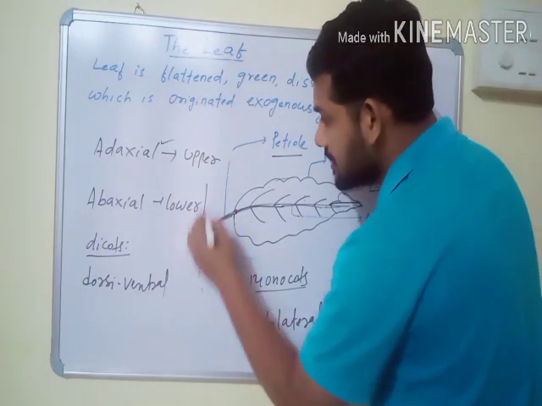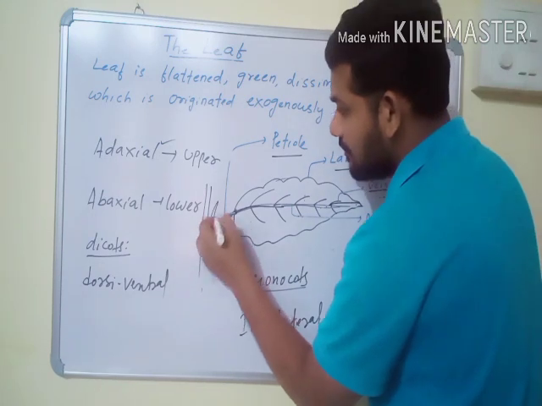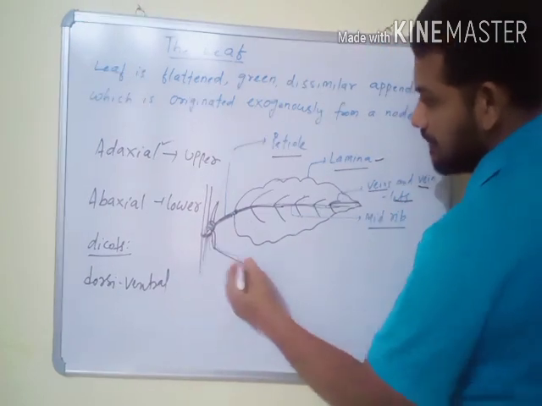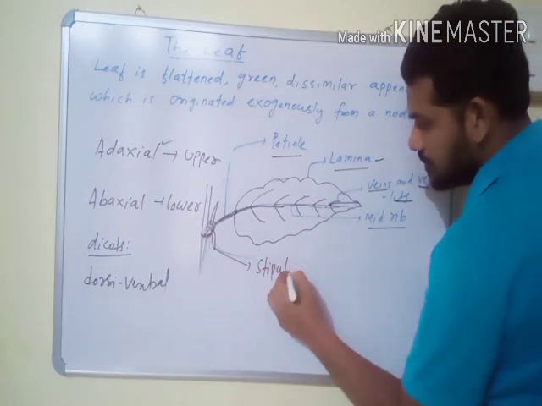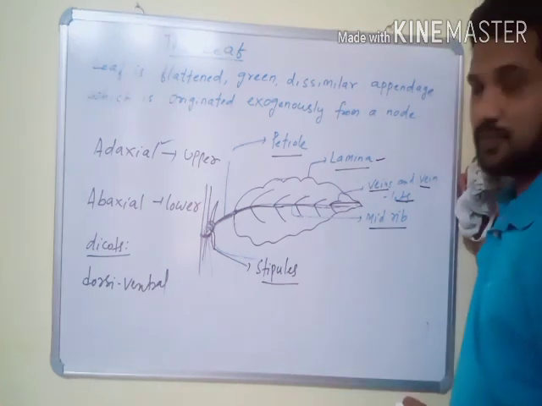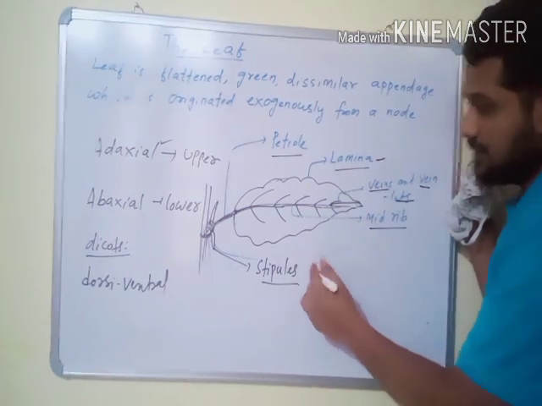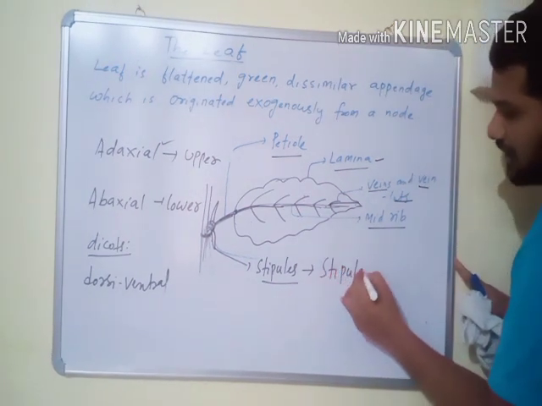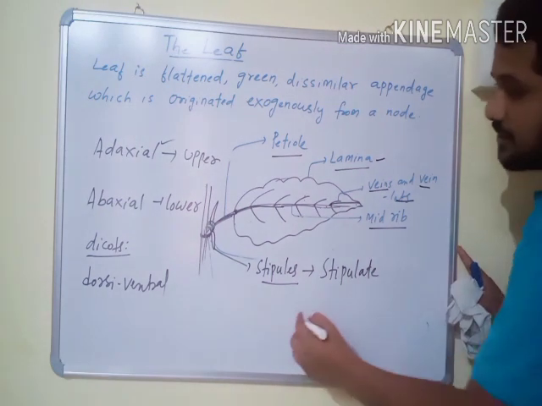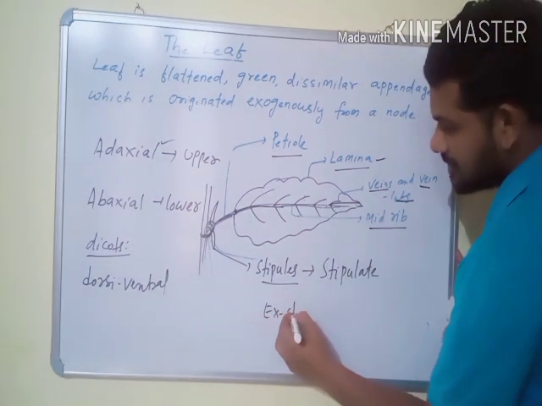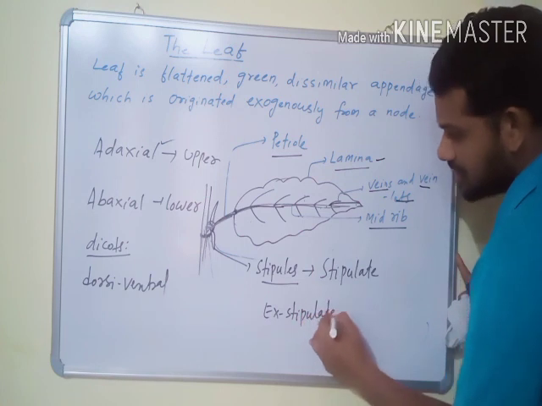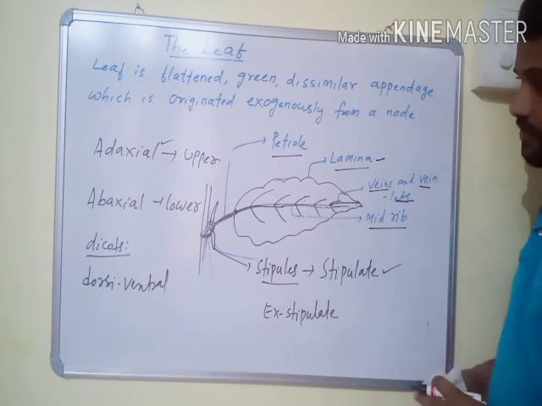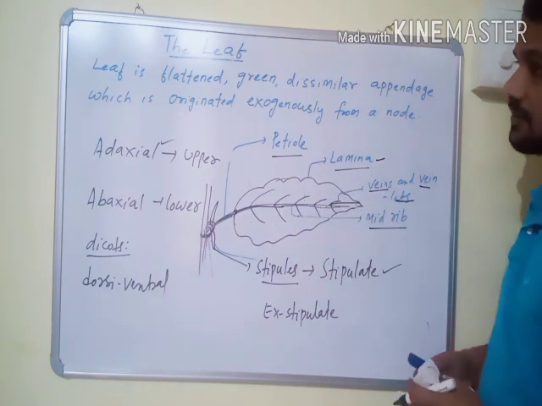And here, this is the base of the leaf, and the base of the leaf also contains some small leaf-like structures, and these are called stipules. If the leaf has stipules, then the leaf is called stipulate. If stipules are absent, then leaves are called exstipulate. So these are the three different parts of a leaf.